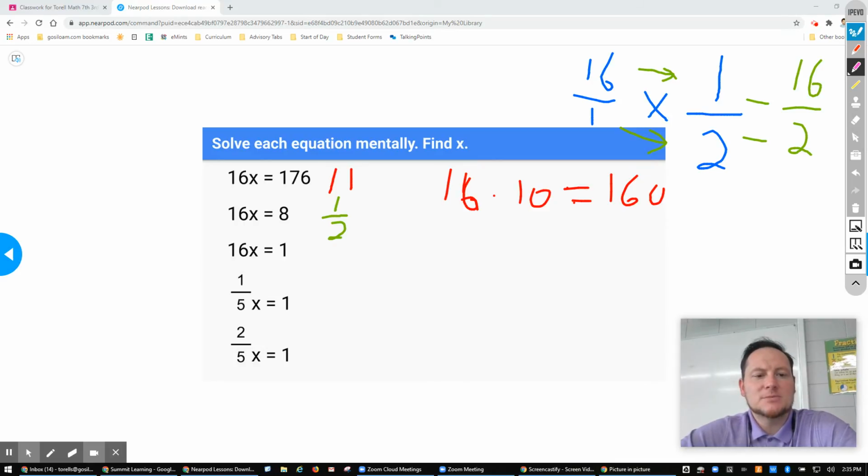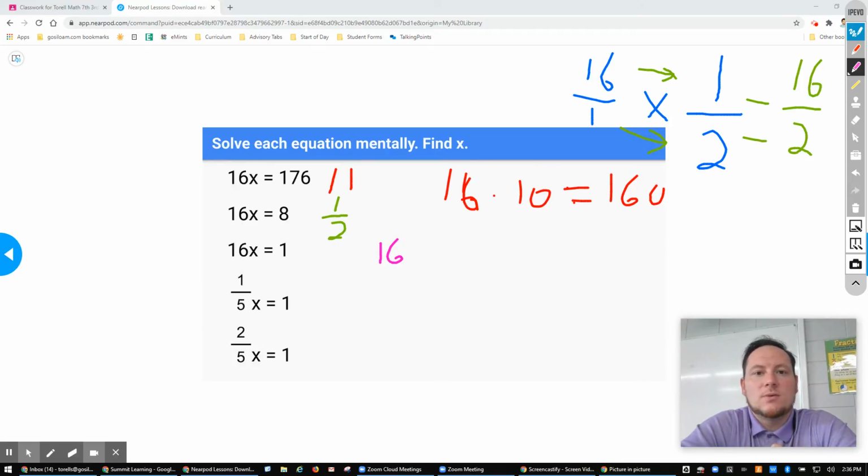So 16 times what equals 1? So if it helps, 16 divided by what equals 1? So let's think about that. 16 divided by what equals 1? Well, 16 divided by 16 equals 1. But how do I do that?